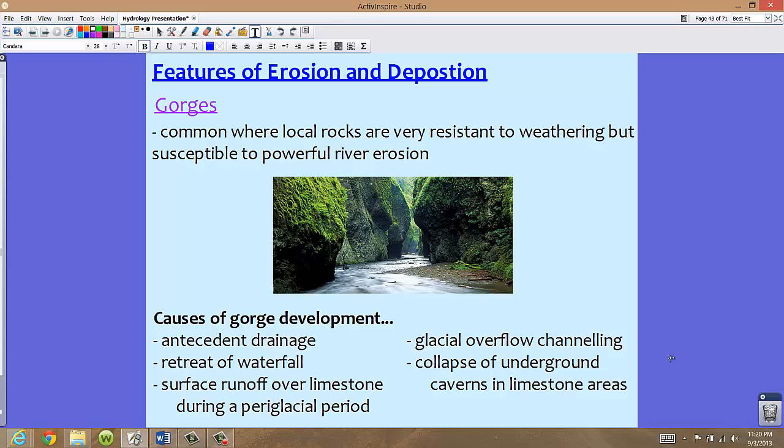It's not actually frozen for a long period of time, but it does get frozen because it's next to or near a glacier. Perhaps we have glacial overflow channeling. So we have all of this extra glacier just sort of overflowing. We have some of the water from the glacier that might have melted and it's sort of overflowing. And perhaps we have a collapse of underground caverns in limestone areas. We see this a lot in Florida, or areas that have huge limestone areas. We also see this a lot in the southeast, in Georgia, parts of South Carolina as well, Alabama. These are areas that have large limestone capabilities.